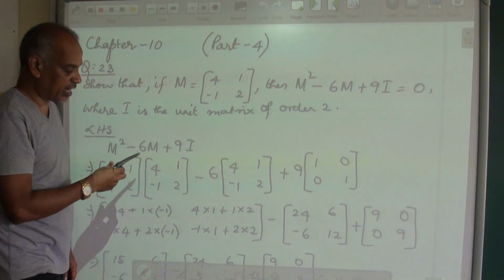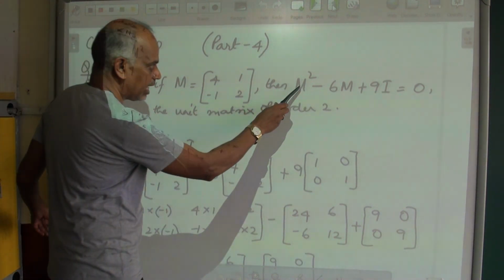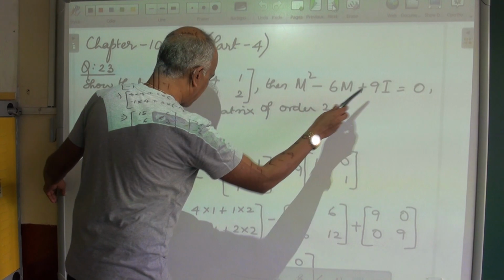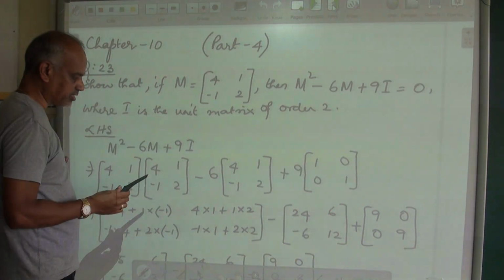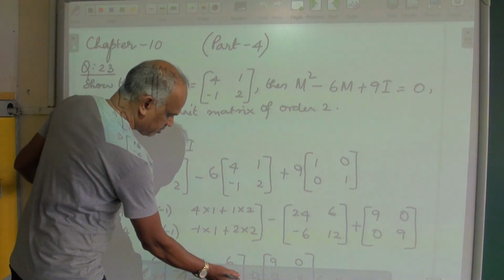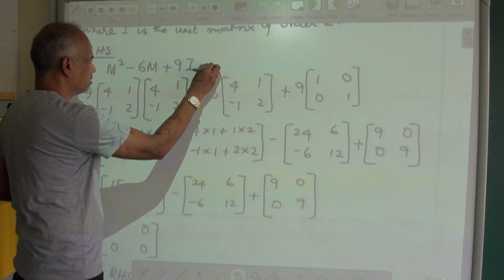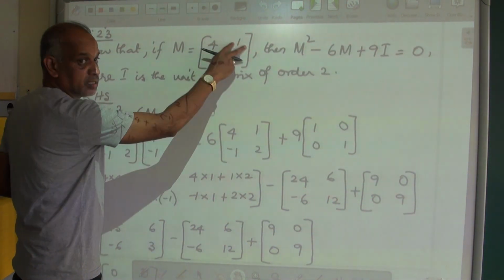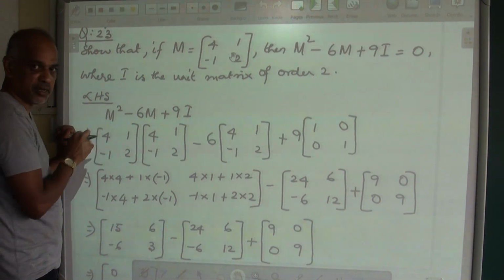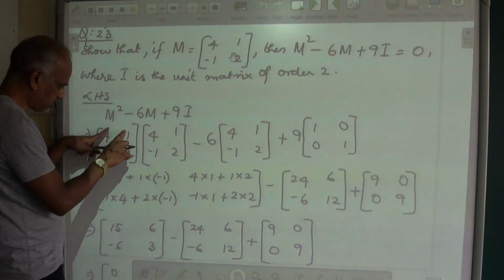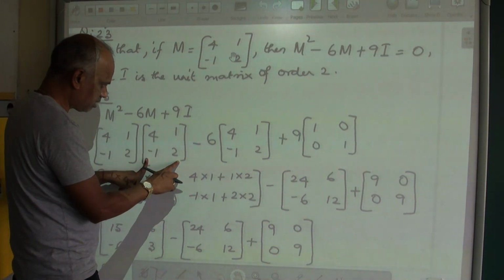So let's start with the left hand side. The left hand side is M squared minus 6M plus 9I. Only that much I have written. That's the left hand side. Now, let's substitute. You know M is this. So M squared is M into M. This is M into another M.